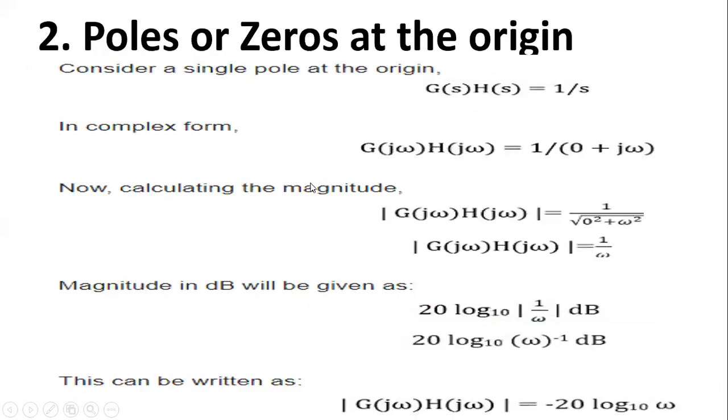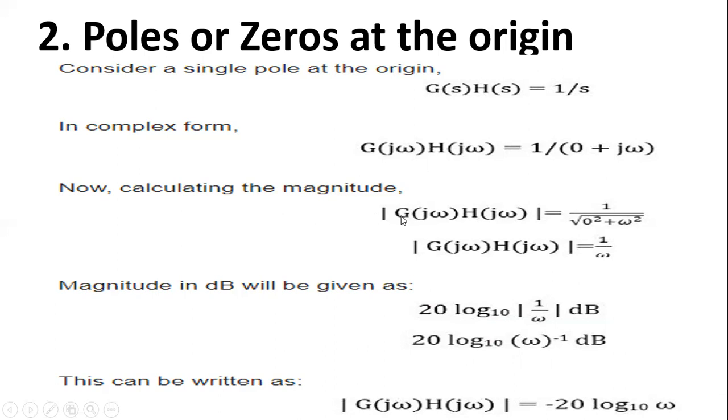Then let's see the poles or zeros at the origin. Consider a single pole at the origin. We have G of s into H of s is equal to 1 by s as the transfer function. Then if we convert it into the complex form, G of j omega into H of j omega is equal to 1 by 0 plus j omega. Yes, we are replacing s with j omega.